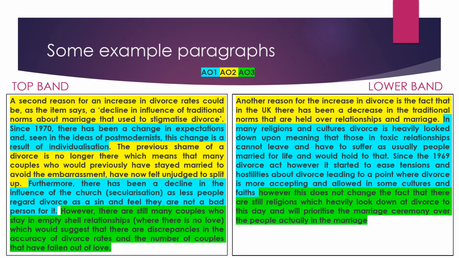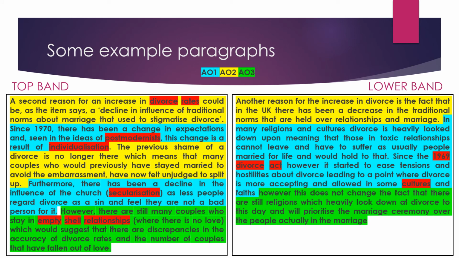What is it about religion in the UK that means that marriage is still seen as favourably as they suggest? Another thing I wanted to flag up was concepts. Looking at the top band, there are lots of concepts here: divorce rate, postmodernism, individualisation, secularisation, empty shell relationships. If you look at the low band answer, you've got Divorce Act, and it should be Divorce Reform Law, so the name's slightly inaccurate. And then it's got cultures, which I've allowed because it is a key concept. It's not really explored, it's being used in quite a general way, but the conceptual difference is key in these two.